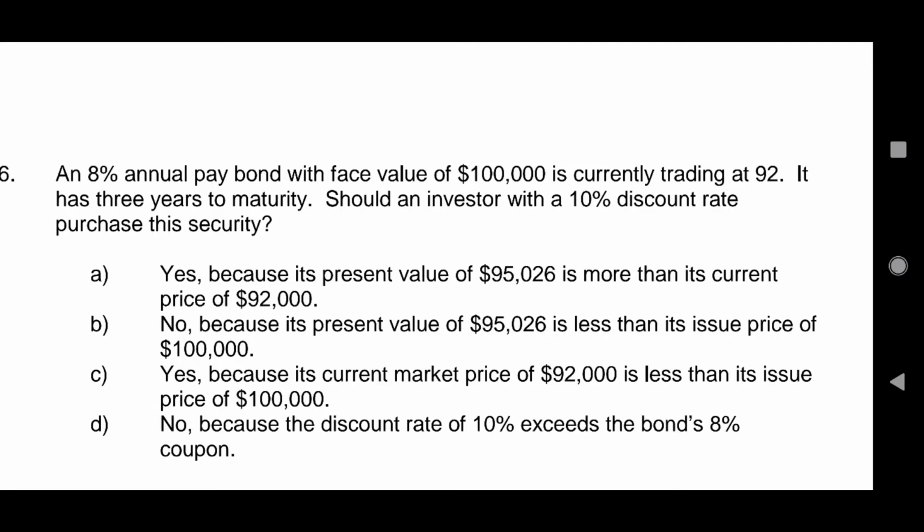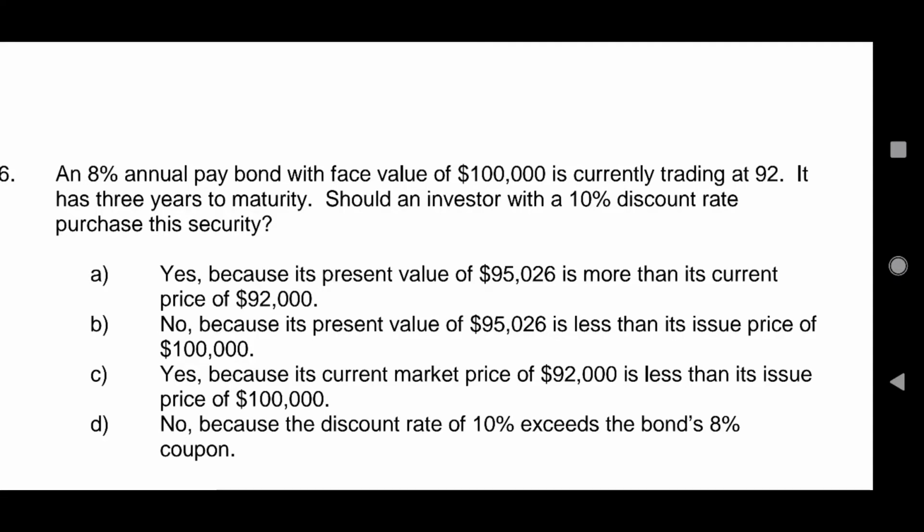What that means is that the bond pays 8% of the face value of $100,000 every year, so it's paying $8,000 every year, and it's trading at 92, so it's trading at 92% of $100,000, or for $92,000. So if you want to purchase this bond right now, it's being sold for $92,000. So your question is, is that a good price? Do I want to buy it for $92,000? It's got 3 years to maturity. Should an investor with a discount rate of 10% purchase this security?